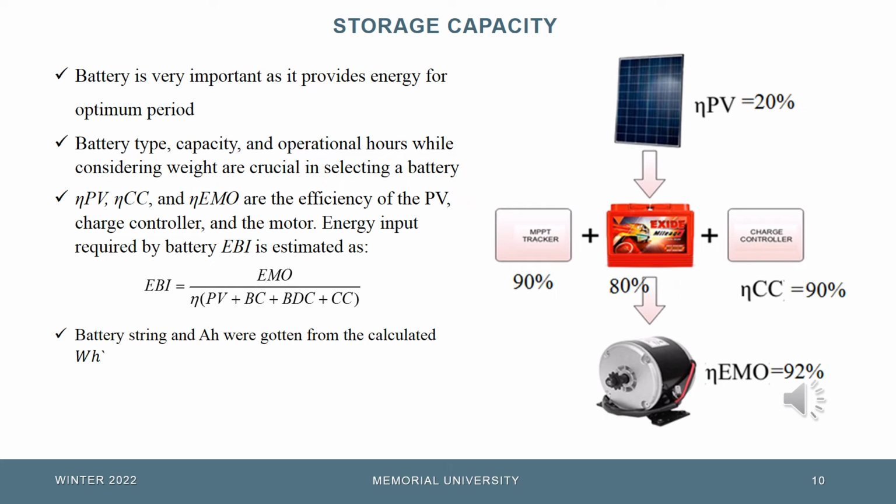Now, the battery is very important as it provides energy for the operating period. Battery type, capacity, and operation, while considering the weight, are crucial in selecting the battery. The input energy requirement is calculated by the given equations, and the battery string ampere-hour is calculated by dividing the calculated watt-hour by the rated voltage of the string.